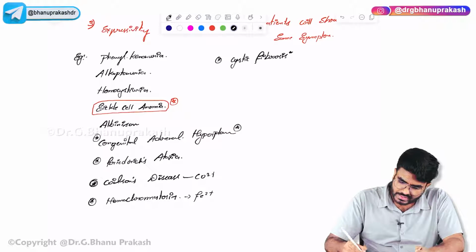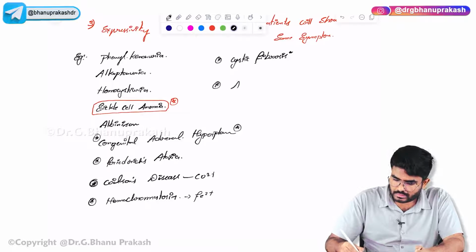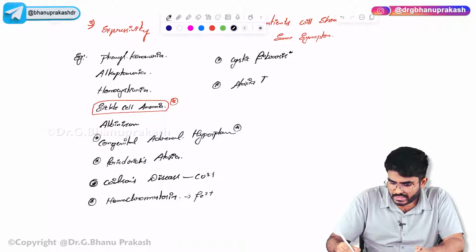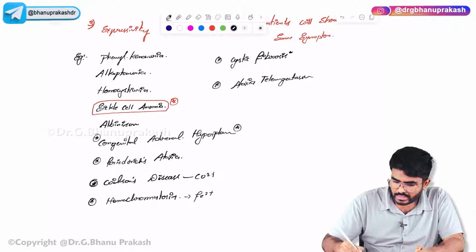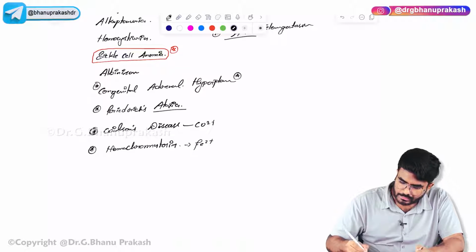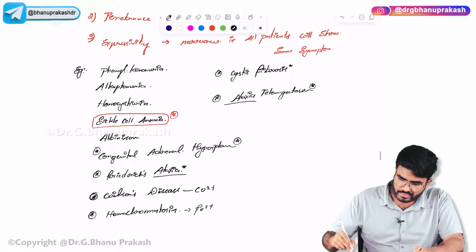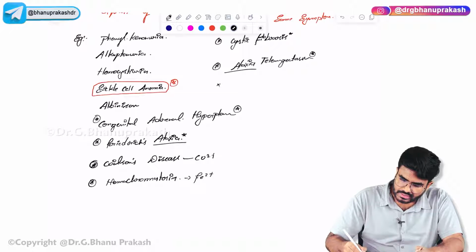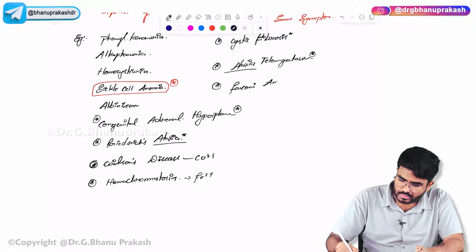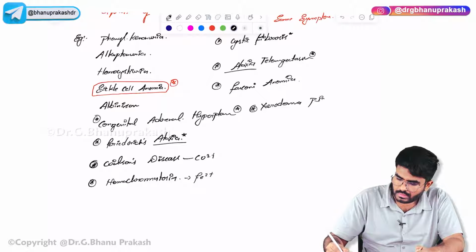Next, ataxia telangiectasia. Two ataxias are coming: Friedreich ataxia and ataxia telangiectasia. Both are autosomal recessive conditions where the patient is going to have gait abnormalities. Next, Fanconi's anemia. Next, xeroderma pigmentosum. Bloom syndrome.